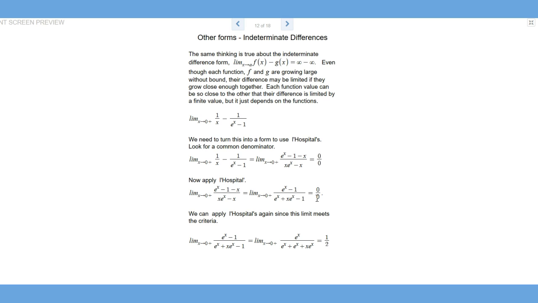So I can apply L'Hopital's one more time. You can keep applying L'Hopital's rule. I don't really know if there's a limit, but since this meets the criteria, we can apply it again. The moral of this story is don't worry about applying it more than once. When I do that, my numerator is e to the x, my denominator is 2 times e to the x plus x e to the x, and when I evaluate that at 0, I get 1/2.